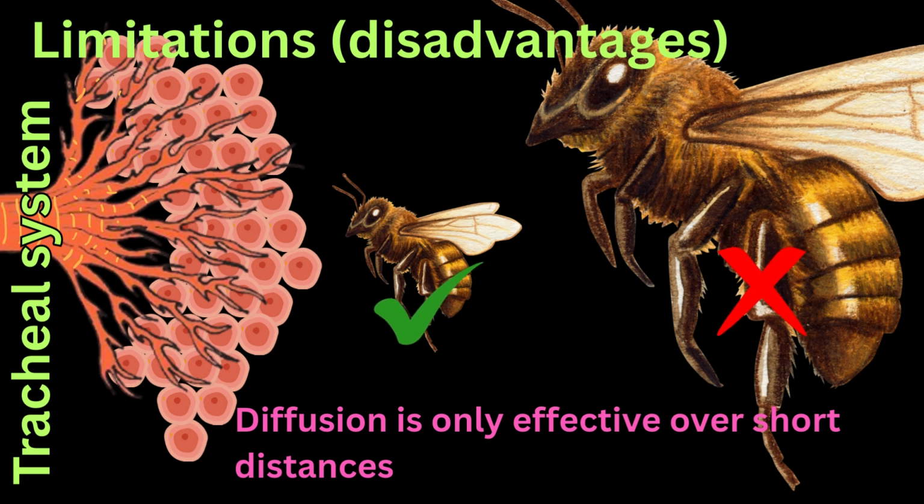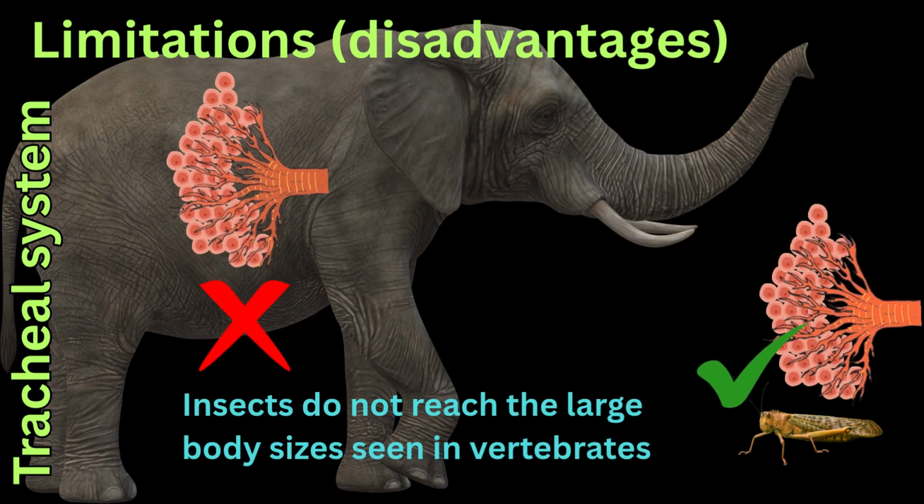Now, let us examine the limitations of the tracheal system. Despite its efficiency for small organisms, the tracheal system has inherent size limitations. Diffusion is only effective over short distances, so as insect size increases, delivering oxygen deep into tissues becomes more difficult. This is one reason why insects do not reach the large body sizes seen in vertebrates.